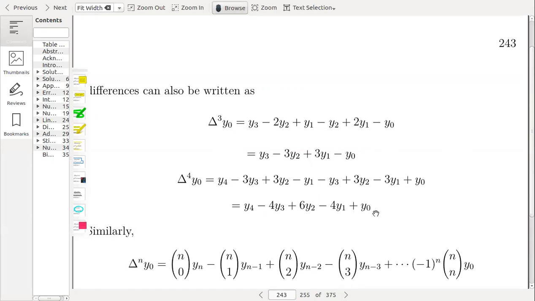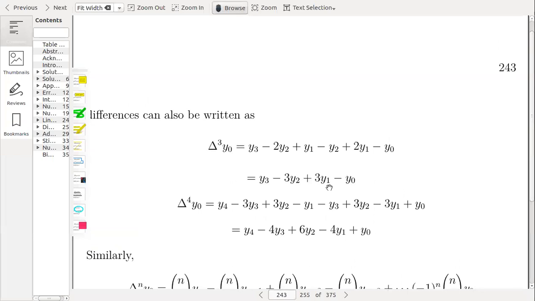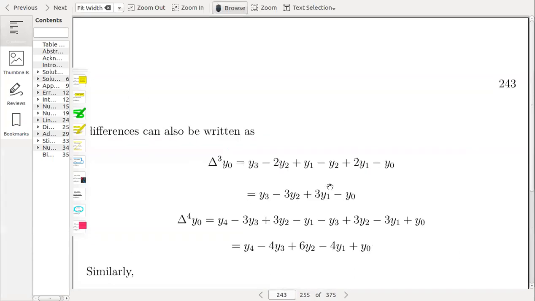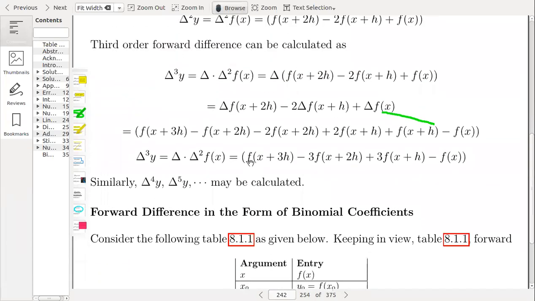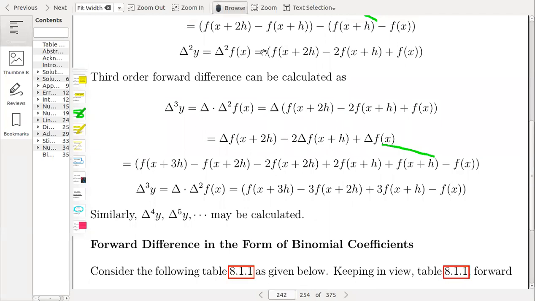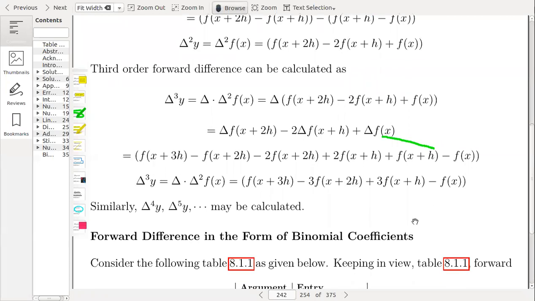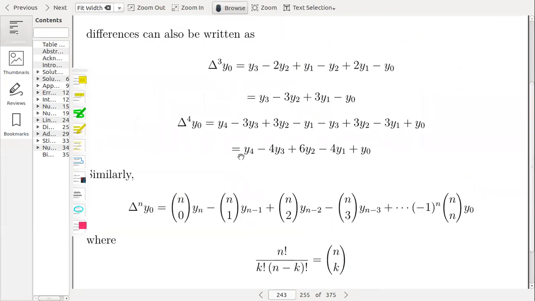So if you observe the pattern of these delta square, delta cube, delta 4y, we can have applications of Pascal triangle on the coefficients. Because if you observe, what are the coefficients of delta square? The coefficients of delta square are 1, 2, 1. Okay. And coefficients of delta cube are 1, 3, 3, 1. And coefficients of delta 4 are 1, 4, 6, 4, 1.